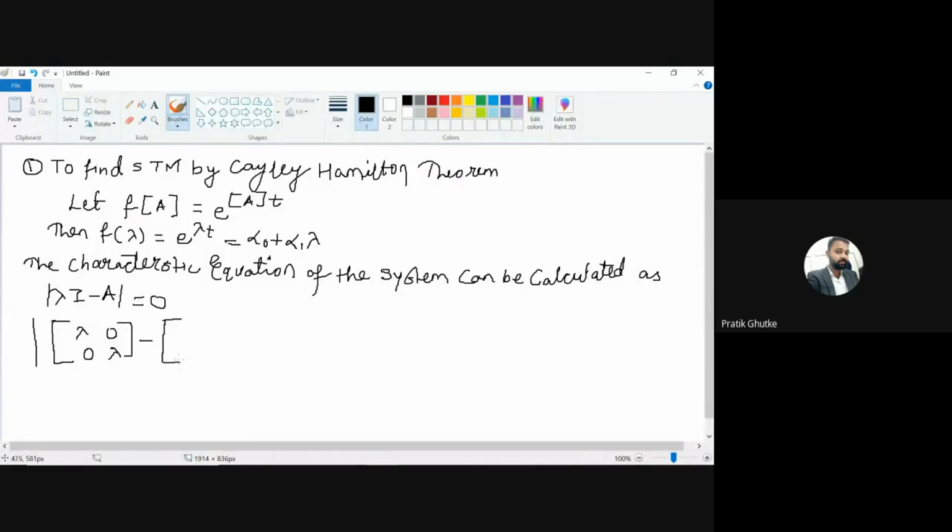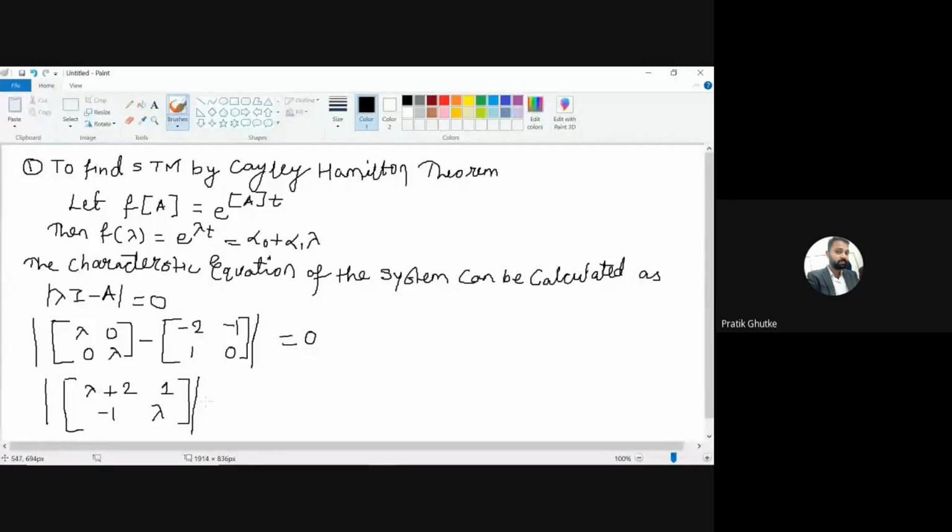The A matrix we have already calculated in the previous class. This is my A matrix: minus 2, minus 1, and then 1, and then 0. So how to calculate the characteristic equation? Lambda I minus A equals 0. Solving this, I will get the matrix as lambda minus of minus 2, so lambda plus 2; 0 minus of minus 1, so it will be 1 here; 0 minus 1, so it will be minus 1 here; and here it would be lambda.